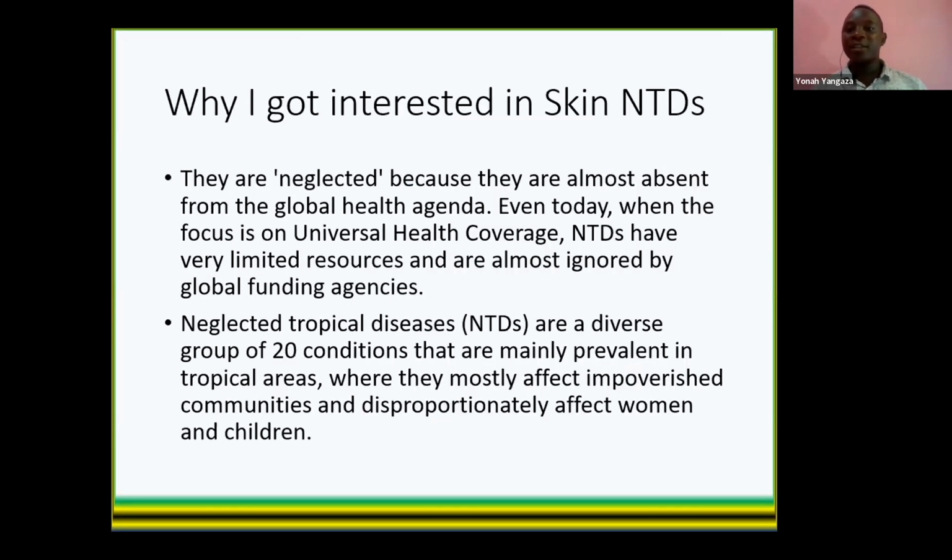Why did I get interested in SkinNTDs? They are neglected because they are almost absent from the global health agenda. Even today, when the focus is on universal health coverage, these diseases have very limited resources and are almost ignored by global funding agencies. NTDs are a diverse group of 20 conditions that are mainly preventable, in tropical areas where they most affect impoverished communities and disproportionately affect women and children.